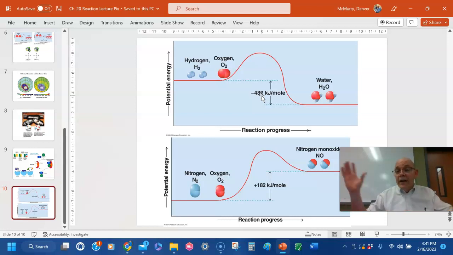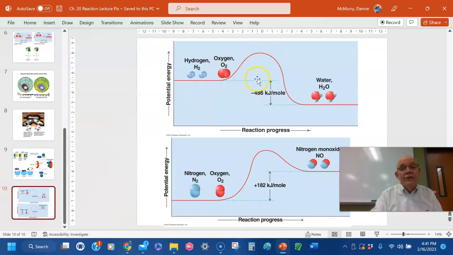Exo means to give off or exit. Energy exits from the reaction. When we burn the piece of paper, there's energy exiting it. Because it didn't take as much energy to hold the soot and the ashes and the smoke together as it did to hold the paper together. All right. So that is an exothermic reaction.